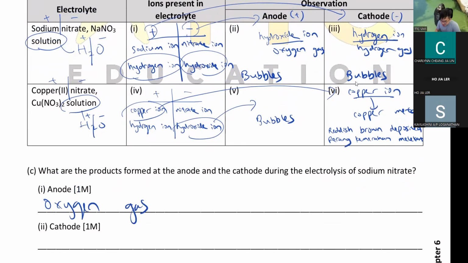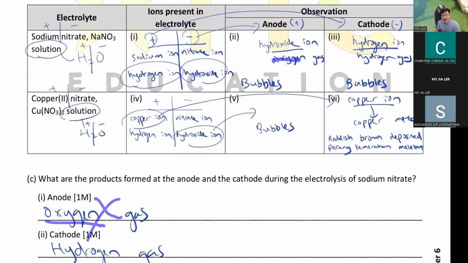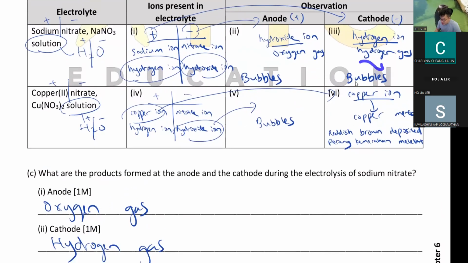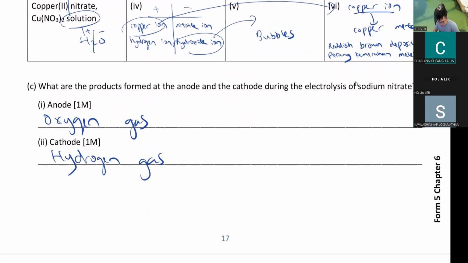What is the thing that is coming out? And then the cathode here, what's the product here? The product here would be your hydrogen gas. Hey guys, please write gas. If you just write oxygen, your teacher will give you wrong, because oxygen can be an ion, can be a gas. Hydrogen can be ion, can be gas. So please be careful here and take note. So oxygen and hydrogen, you guys okay?